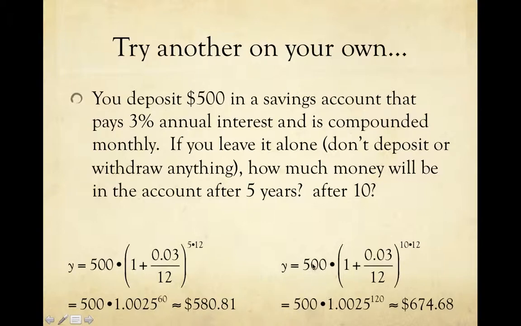Now if we do the same thing for 10 years, notice again the A, the r, and the n in this case are all the same, but we've changed the t here in the exponent. So now we're going 120 compounded times, and when we work that out, we end up with $674.68. So after 5 years, we've gained about $80, but after 10 years, we've gained about $175.